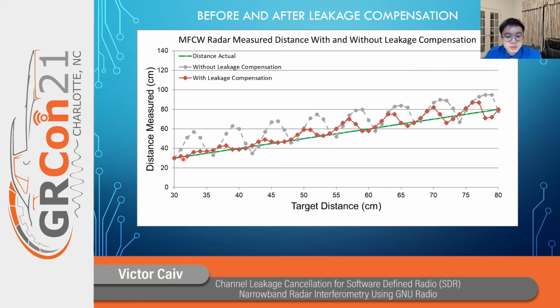And noticeably, the red line hugs this green line a lot closer than the gray one, especially in this below 50, this short range area. It's flattened out these humps significantly and has done quite a bit in flattening the later humps as well. So our leakage compensation is definitely working.